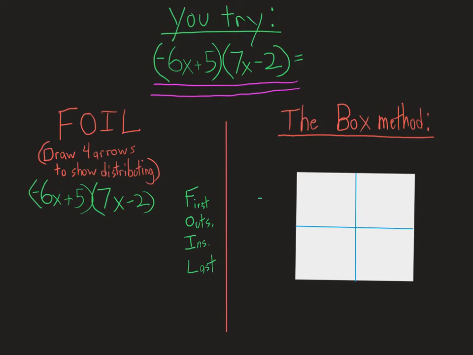On the box, put 1 binomial on the side, 1 across the top. And by the way, if you flipped and reversed these, it wouldn't matter. Multiplication is commutative. Remember, commutative means the order you do it doesn't matter. So if I put the first binomial on top, second one on the side, you're still going to get the right answer because you're still multiplying each term with each other term.